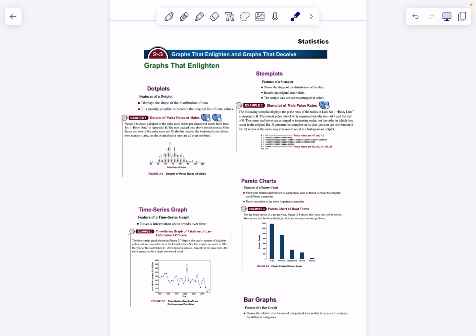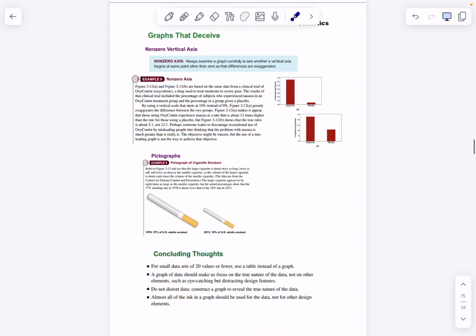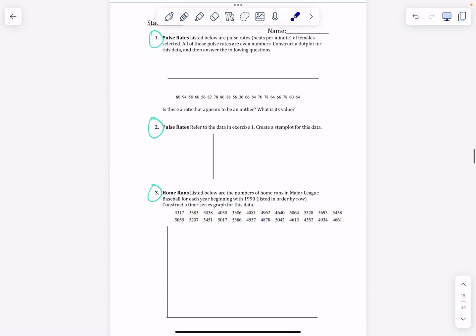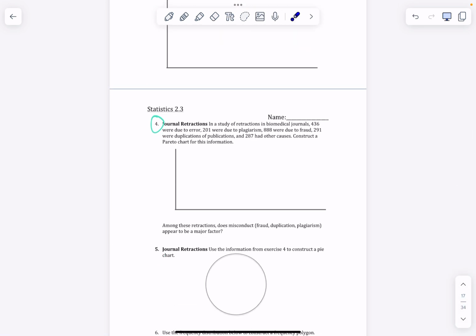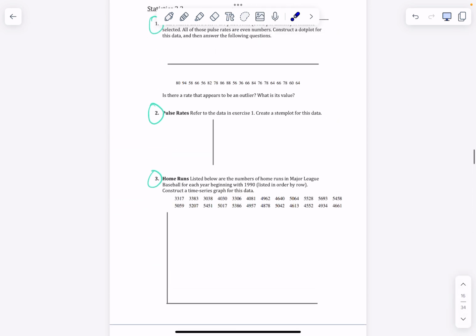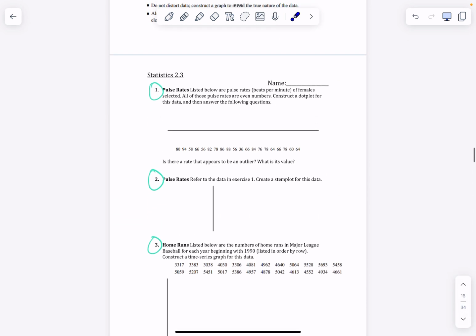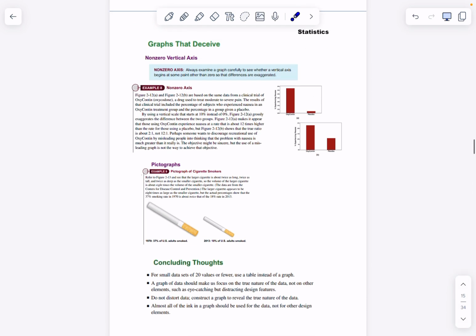But your homework assignment is like doing some of these, like 1, 2, 3, 4, not 5. So just do 1, 2, 3, 4 for homework. But they do take a little bit of time because you are graphing some data and stuff, so I want to make sure I give you time to do that. But 1, 2, 3, 4 for homework. We'll go through these graphs and I'll show you kind of how this works.